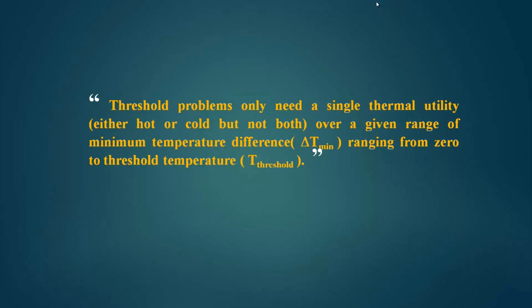Threshold problems only need a single thermal utility, either hot or cold, but not both, over a given range of minimum temperature difference, that is delta T minimum, ranging from 0 to a threshold temperature. So, this is the definition of a threshold problem.